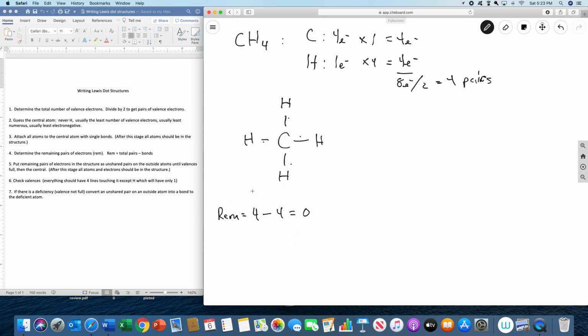So now we're going to go to step 6. So we're going to check everything. And you see the hydrogen has 1 line touching it, 1 line touching it, 1 line touching it, 1 line touching it, and the carbon has 4 lines touching it. 1, 2, 3, 4. So just to redraw it over here, so you can see it, that is the Lewis dot structure of methane. So this one just fell out for us.